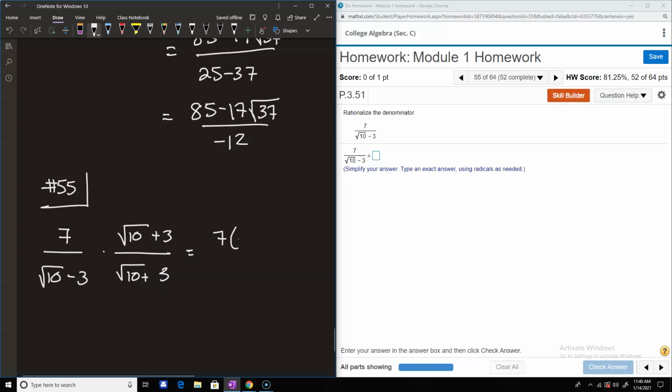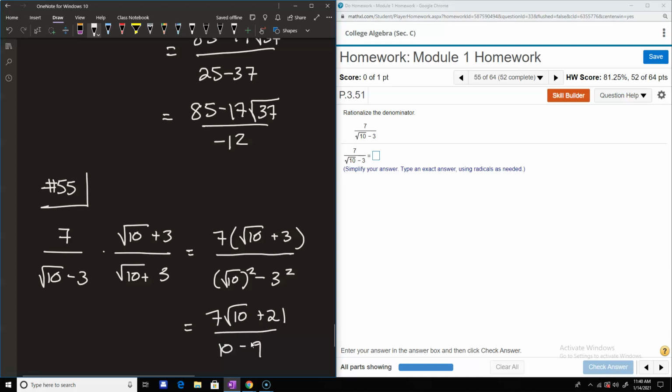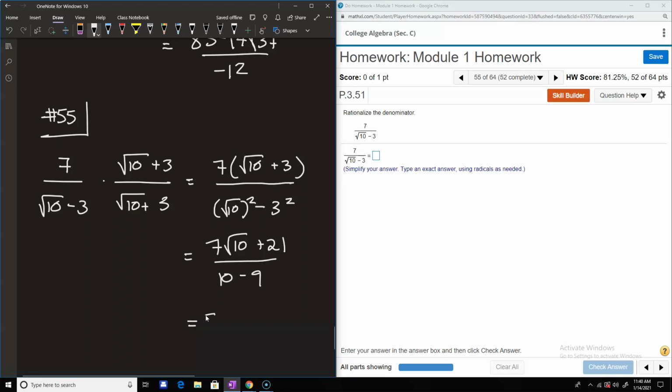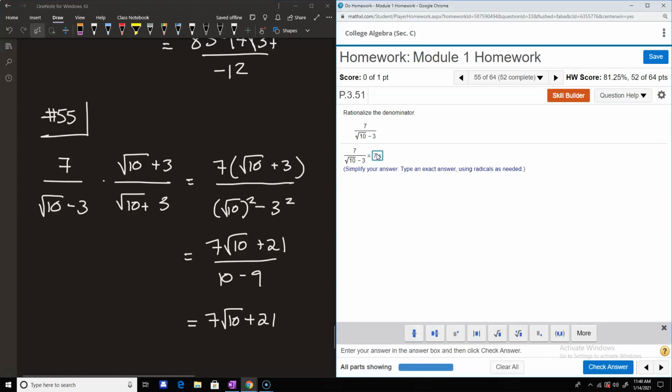So on top, I just leave it alone before distributing. And on bottom, I know it's going to be the square root of 10 squared, which will just come out to 10, minus 3 squared. So this one's quite nice because the bottom is just going to come out to 1. So I have 7 square root 10 plus 21, multiplying the 7 to both terms. And on bottom, I have 10 minus 9, which comes out to 1, which means I just have 7 square root 10 plus 21, and that's it.